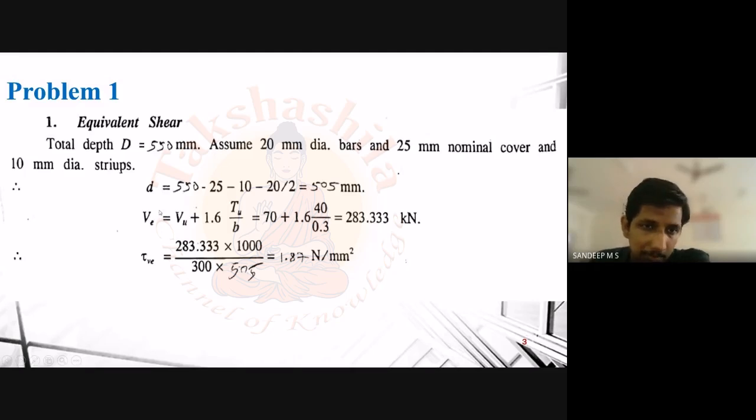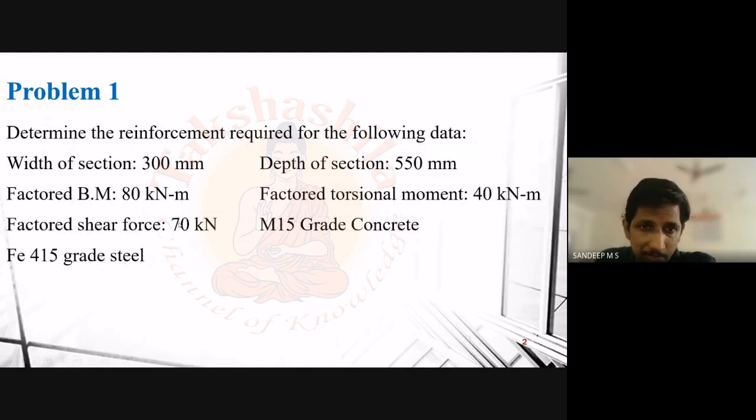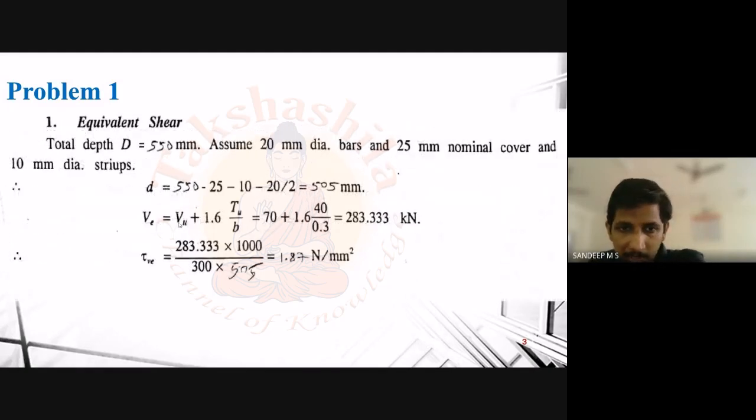Now we have to calculate the equivalent shear force, which is given by VE is equal to VU plus 1.6 TU by B. The VU is given in the question, factored shear force is given, and the TU is also given. So we are directly substituting the values: 70 plus 1.6 into 40 by 0.3, which will come around 283.333 kilonewtons.